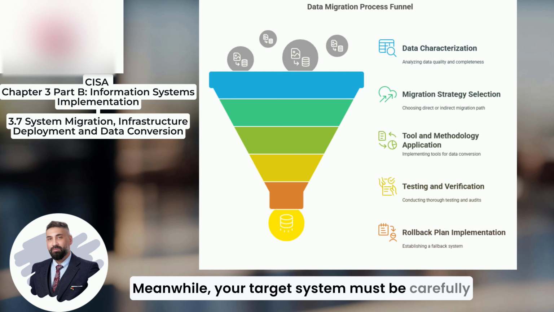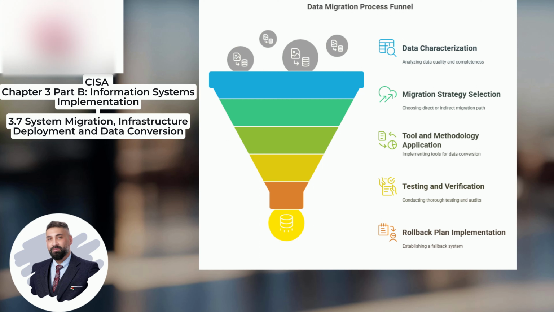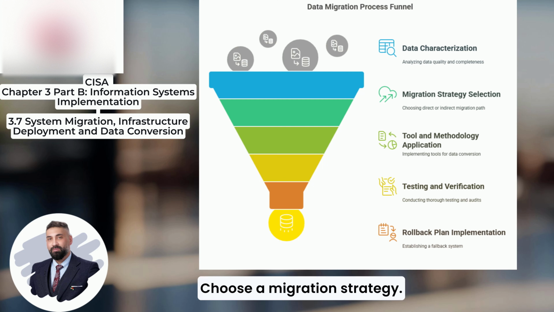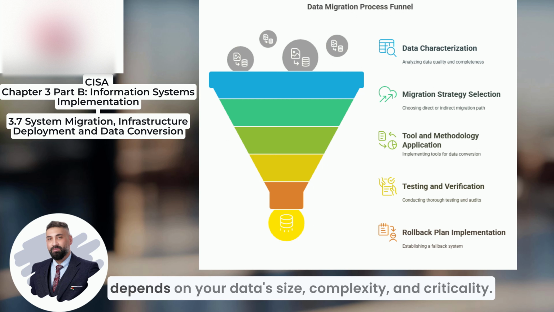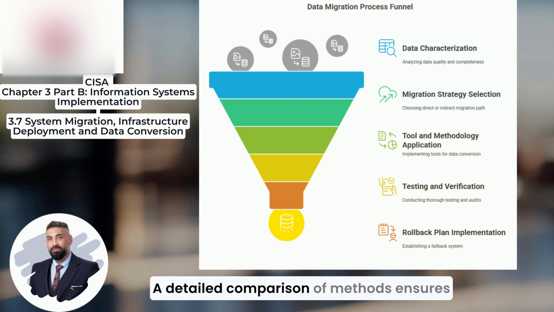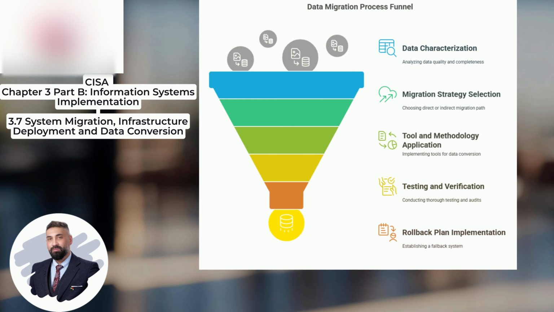Meanwhile, your target system must be carefully analyzed to ensure it can accommodate the incoming data, every format, field, and value. Step 2. Choose a migration strategy. What's your route? Will you go directly from point A, the legacy system, to point B, the new system, or take an indirect stop via interim repositories? Each route has its advantages, but the choice depends on your data's size, complexity, and criticality. A detailed comparison of methods ensures you minimize risks and maximize efficiency.